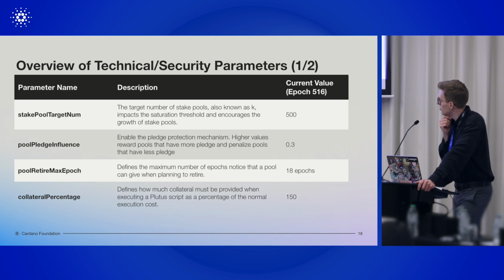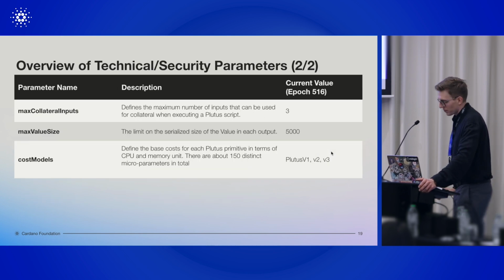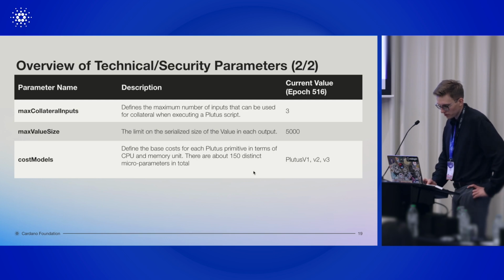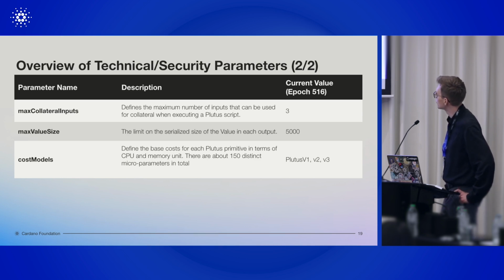Yeah. Then another parameter, and this does not have anything to do with stake pools, is the collateral percentage. This defines how much collateral must be provided when executing a Plutus script as a percentage of the normal execution costs. And then we have three more of the technical security parameters. That is the max collateral inputs, so the maximum number of inputs that can be used for collateral when you execute a Plutus script.